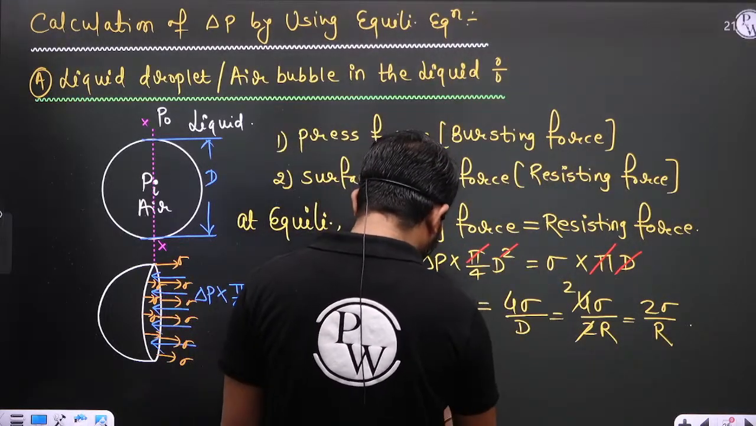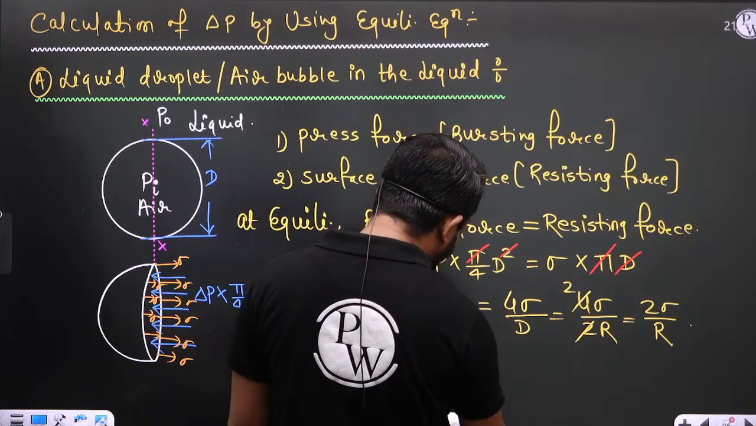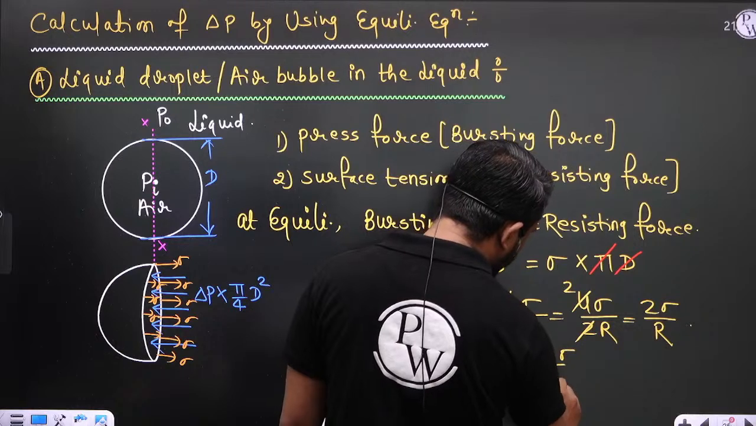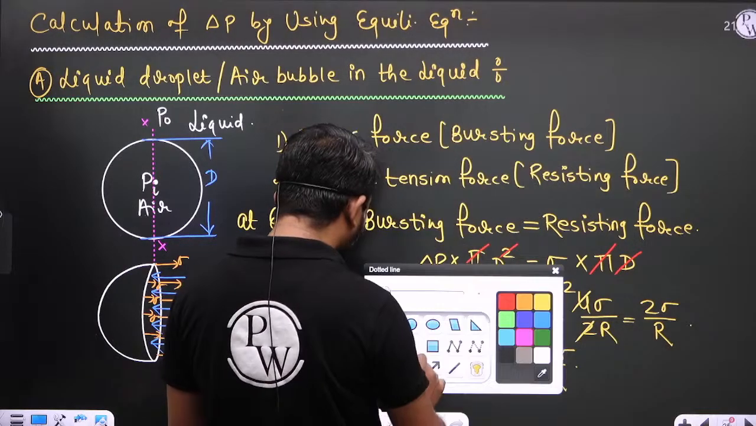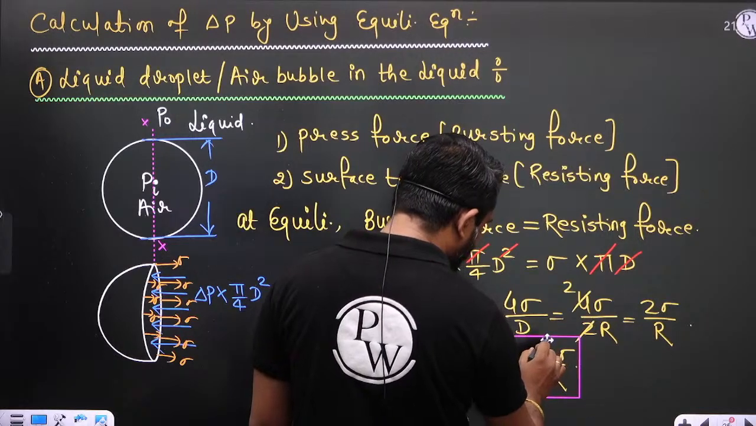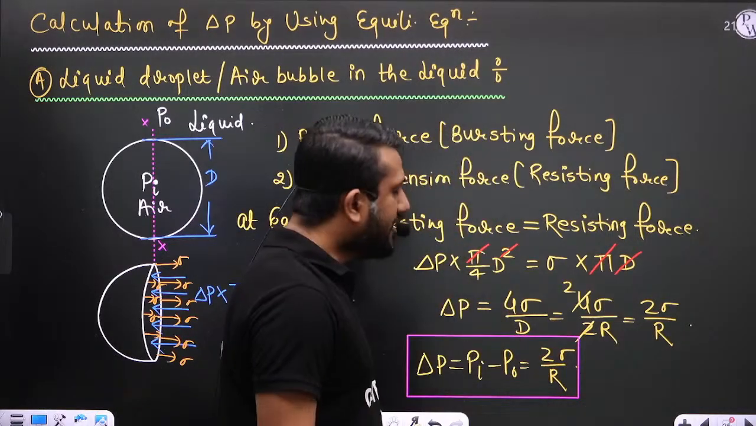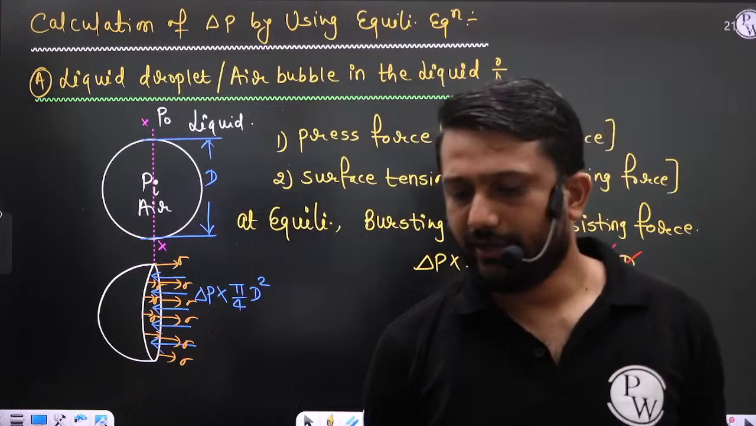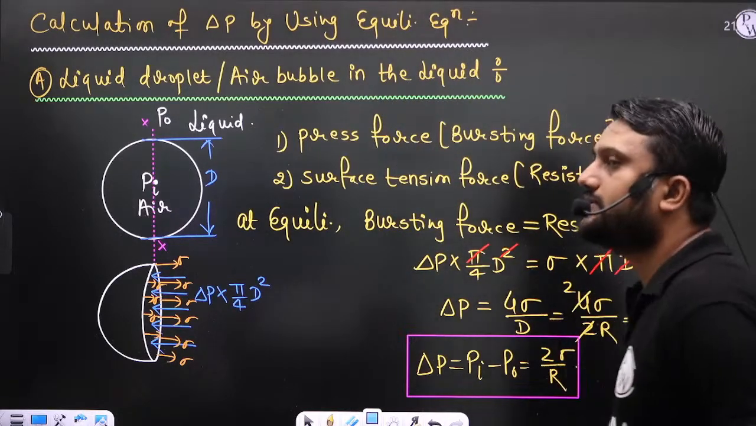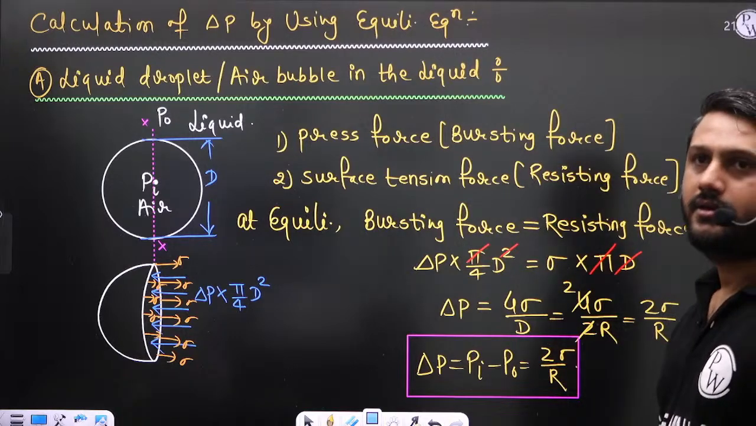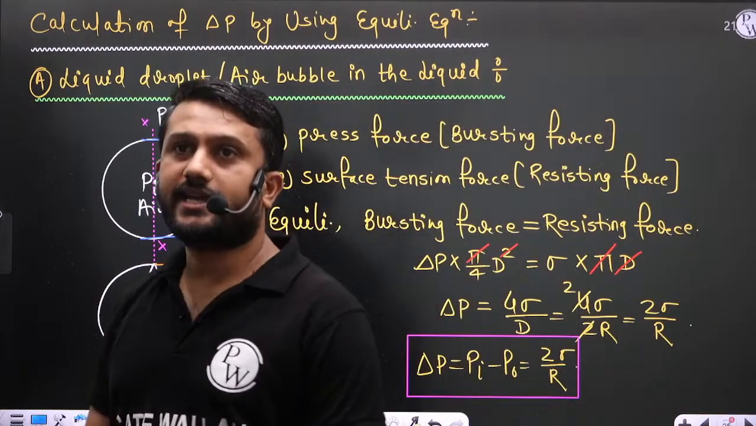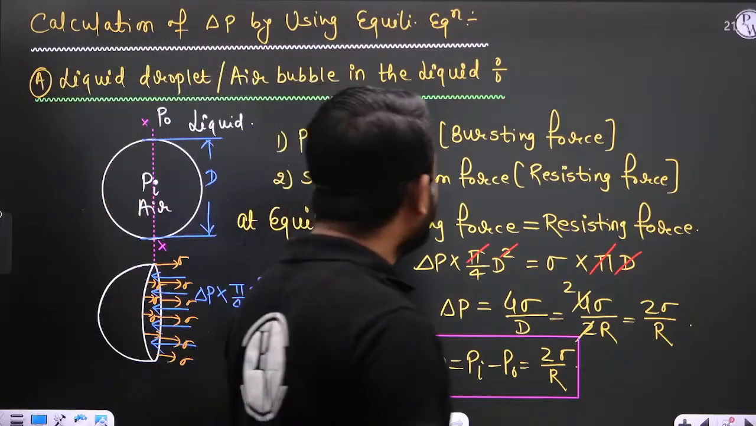Is it clear? Delta p is equal to pi minus p naught, which is equal to 2 sigma by r. Is it okay or not? Tell me. So you can find out the delta p by using the equilibrium equation also, by using the concept of summation Fx equal to 0 or summation Fy equal to 0. Is it okay? So this is case number A, liquid droplet or air bubble in the liquid.